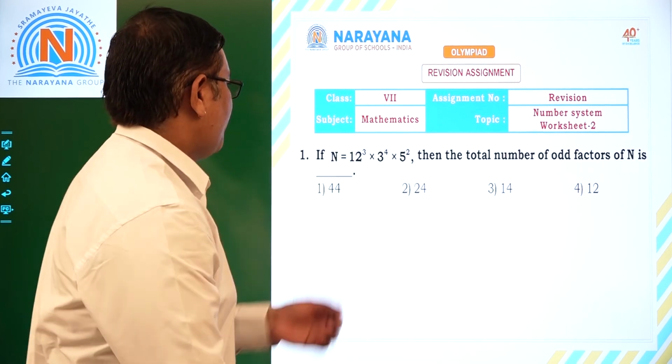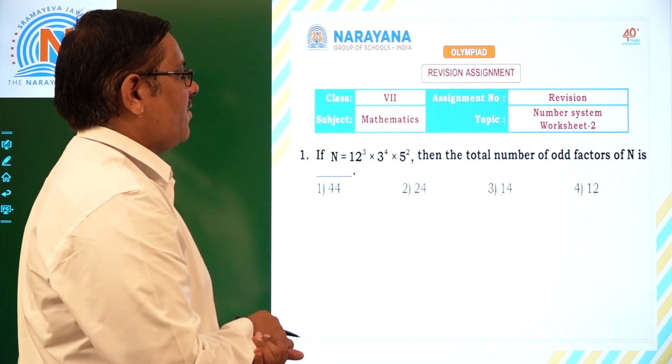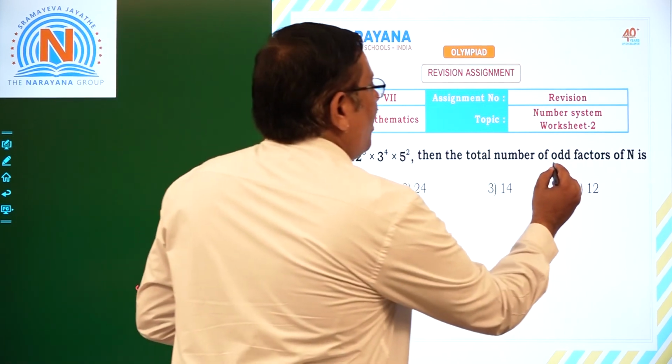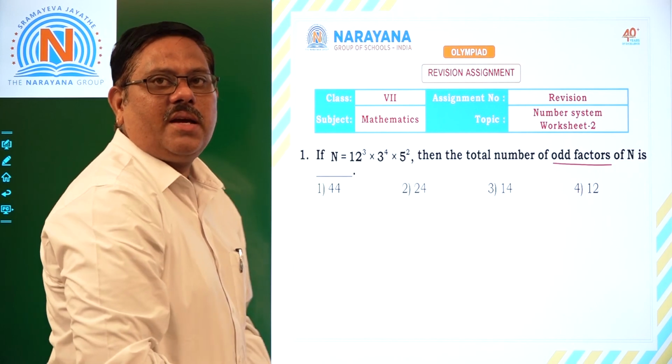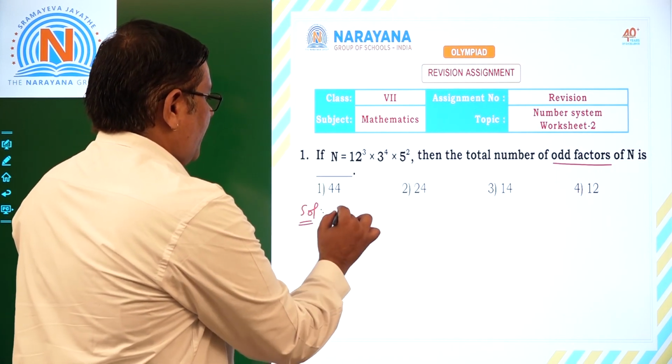Okay, now let us see the first question. If n is equal to 12 cube into 3 power 4 into 5 square, then the total number of odd factors of n is. He is asking odd factors. Okay, how to do that? So we are given n.